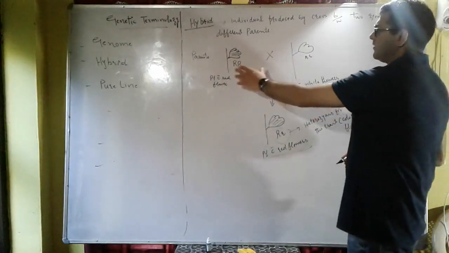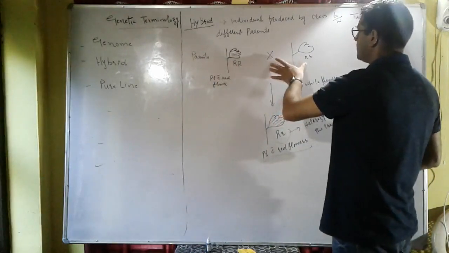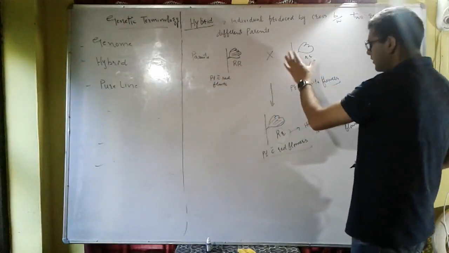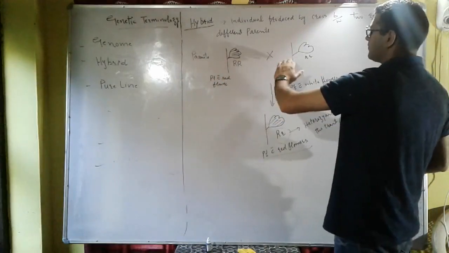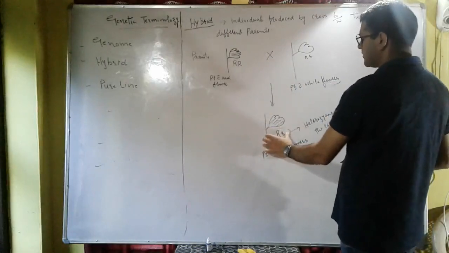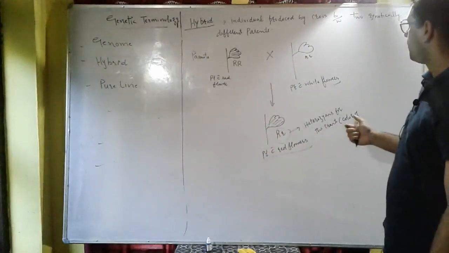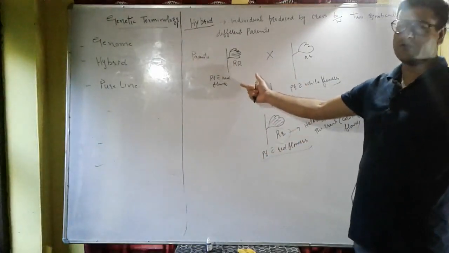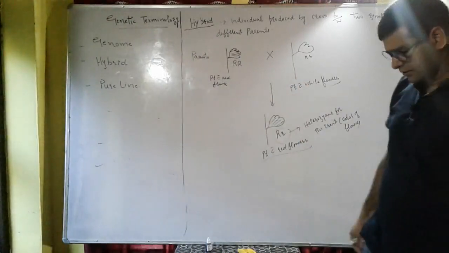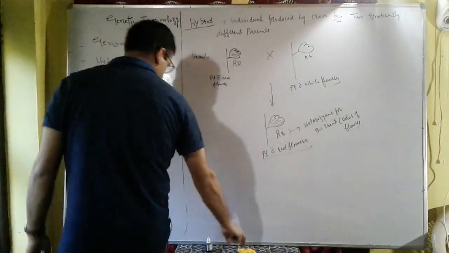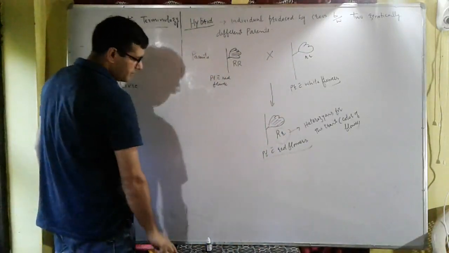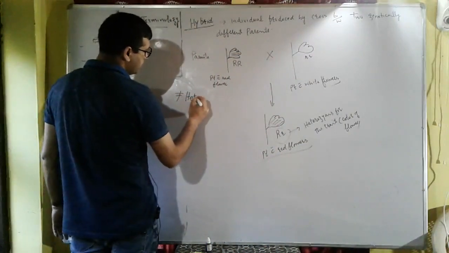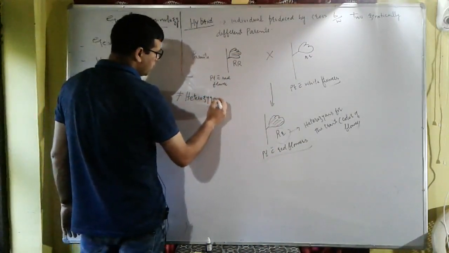So we can say that, for example, we have two parents. These two parents are genetically different. This is capital R, small r. And then we make a cross between the two different parents and we get an offspring, an individual. This individual, which we get from a cross between two genetically different parents, is called a hybrid. Sometimes we use the term heterozygous for the hybrid.